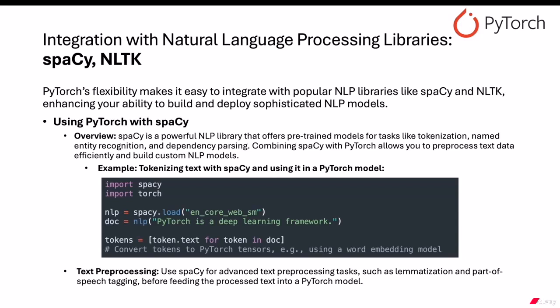Text preprocessing. Use spaCy for advanced text preprocessing tasks such as lemmatization and part of speech tagging before feeding the processed text into a PyTorch model.